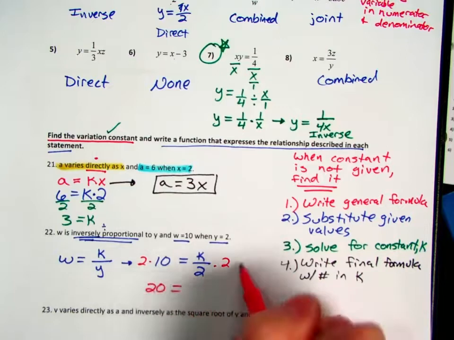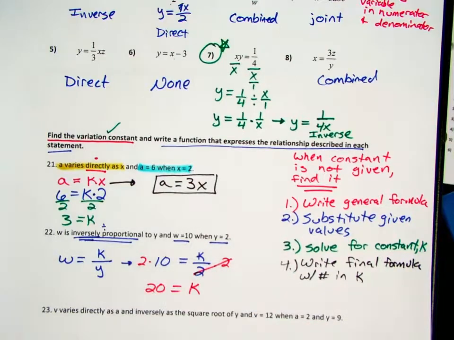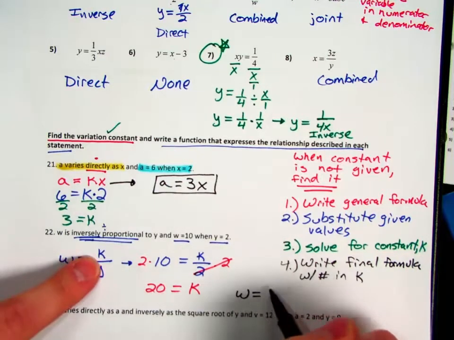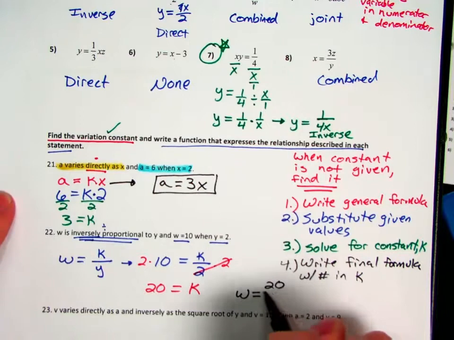So 20 would equal K. And then we have to write our final formula. So W equals, but now instead of K, I know my K is 20, so W equals 20 over Y.